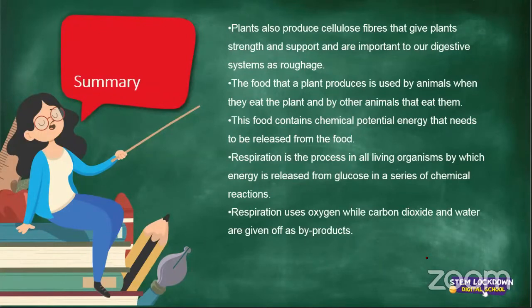The food that a plant produces is used by animals when they eat the plant, and by other animals that eat them. The foods contain chemical potential energy that needs to be released from the food. Respiration is the process in all living organisms by which energy is released from glucose in a series of chemical reactions. Respiration uses oxygen while carbon dioxide and water are given off, and they are called byproducts. So you can think of the process of how you eat.